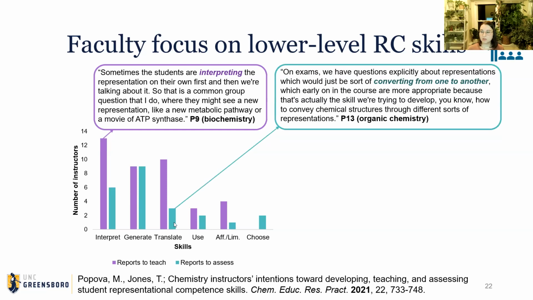Now, another example of when they talk about their assessments. An organic chemistry professor said, on exams, we have questions explicitly about representations, which would just be sort of converting from one to another. They didn't use the word translate, which we didn't expect them to, but obviously they're talking about the translate skill, which early on in the course is more appropriate because that's the skill we're trying to develop: how to convey chemical structure in different sorts of representations.